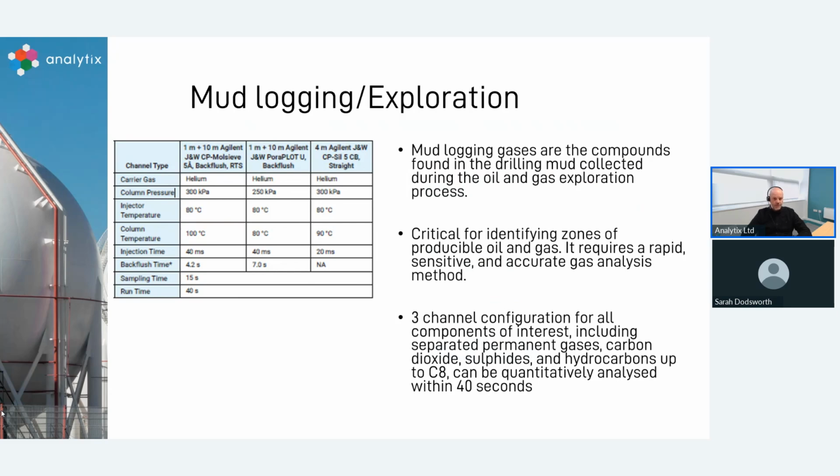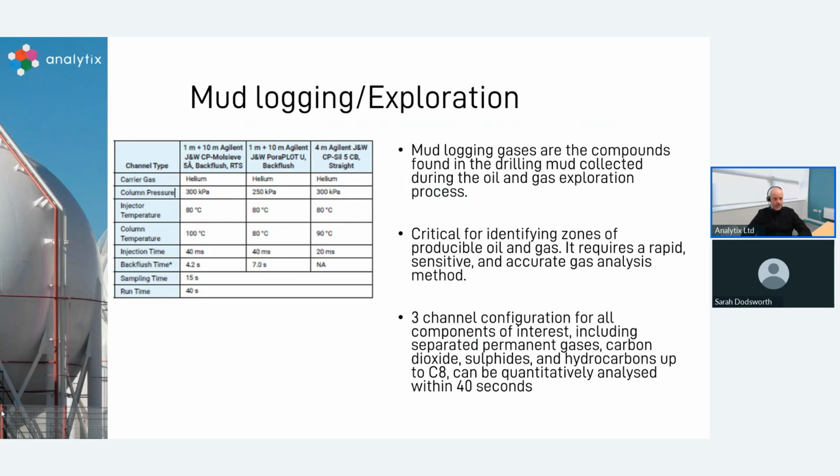It needs to be a very rapid and sensitive method to ensure that the mud logging is done in the correct positions. We have a ready-made application note for a lot of areas that we work with, and as mud logging is one of the key ones for the micro GC, we've got a 3-channel configuration set up and ready to go here. This covers Molsieve and PoraPLOT and a CP-Sil column. So we're able to do permanent gases, CO2, sulfides, and hydrocarbons up to C8.